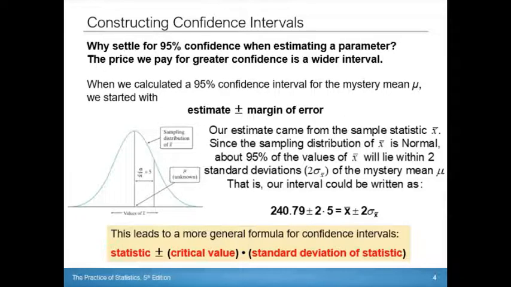So the general rule will be the statistic, which is another way of saying the point estimator, and that'll be X bar or P hat most of the time. The critical value is based on the confidence level. In this case, we want to be 95% confident, so using the empirical rule, we were using 2. And then the standard deviation is just the standard deviation of the sampling distribution of the statistic.